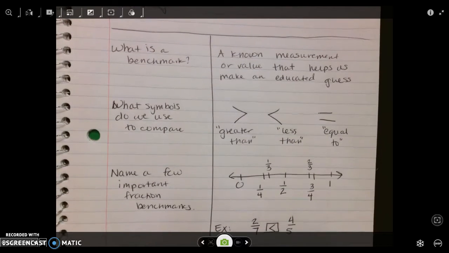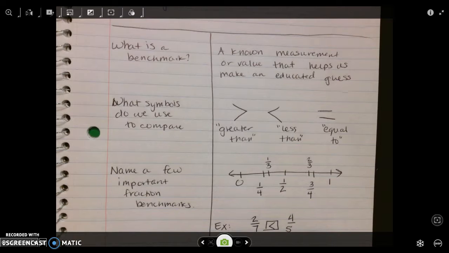Now when it comes to naming a few important benchmarks, I have some labeled here. So if I have my number line from 0 to 1, the first one that most students can label quite easily is 1/2. Now, everything else are ones that we want to be able to know, and that will really help us when we start comparing fractions to decimals or when we start adding percentages in there too.